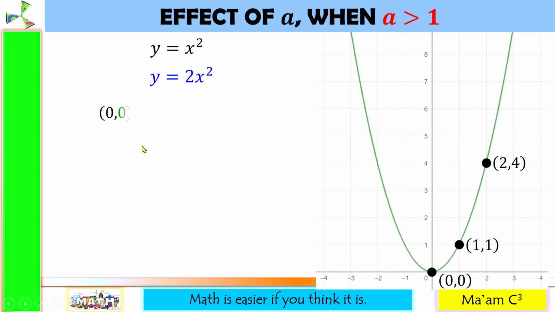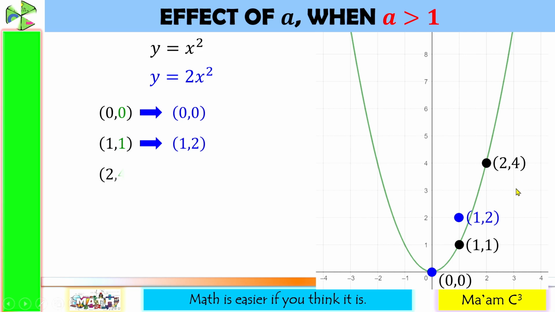Let's have 0, 0. This time we are going to multiply 0 with 2. And 0 times 2 is still 0. So the new graph will still pass through at 0, 0, and that is at the origin. Our next point is 1, 1. 1 times 2 is 2. So meaning the new graph will pass through 1, 2. Let us plot that 1, 2.